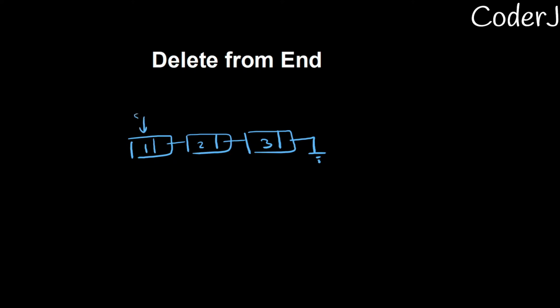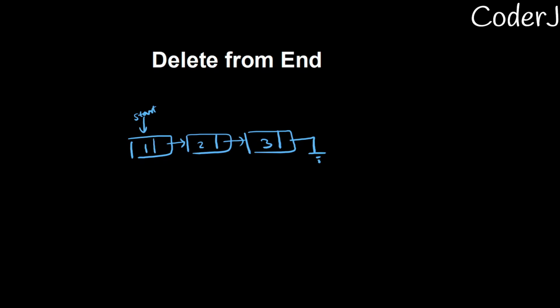So let's take the previous linked list as an example for this also. We have 1 2 and 3. In this case we want to delete 3, right? So how are we going to do that? Again, let's just think, I want to delete my 3. What should I do? Currently the only way to reach 3 is via 2.